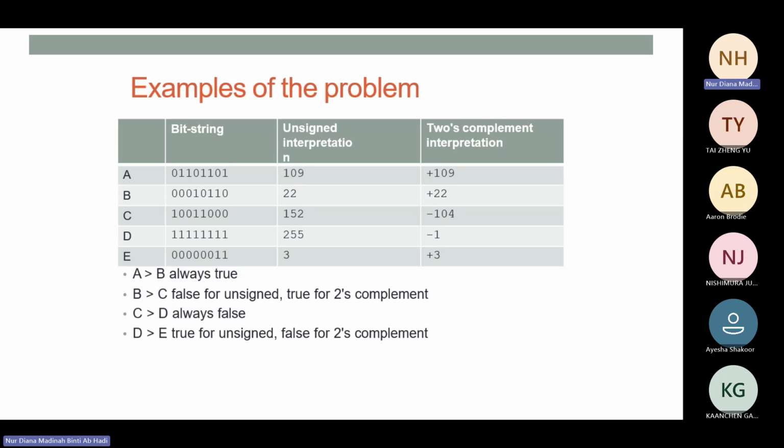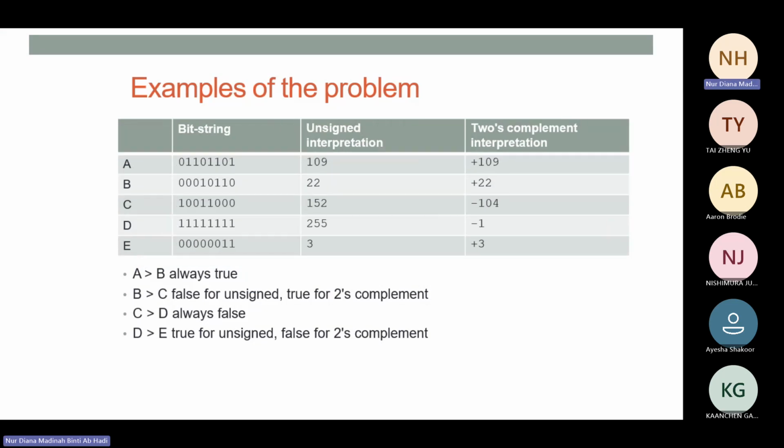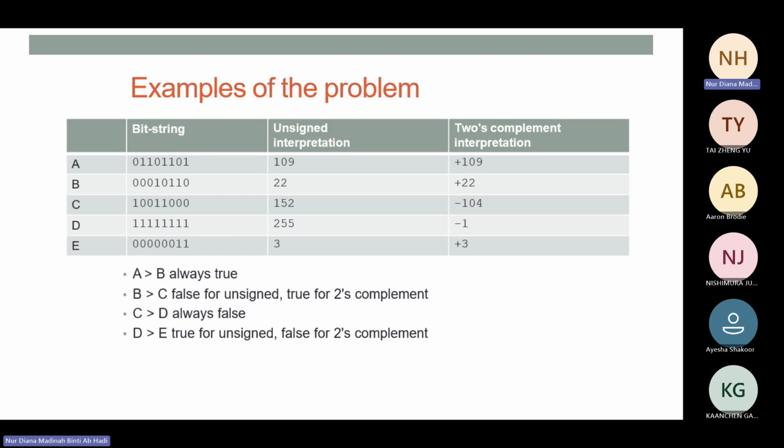So this will be the example of your problem. You may check the unsigned interpretations. A bigger than B will always be true. B bigger than C is false for unsigned numbers, but true for two's complement. C bigger than D will always be false. D bigger than E is true for unsigned, but false for two's complement. So you can see that there would be two different interpretations, depending on where you use it.